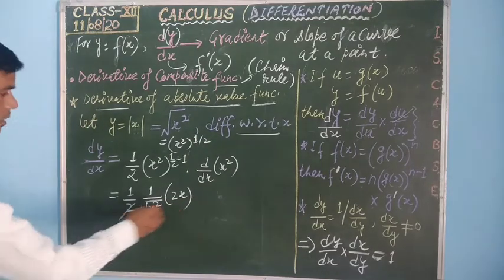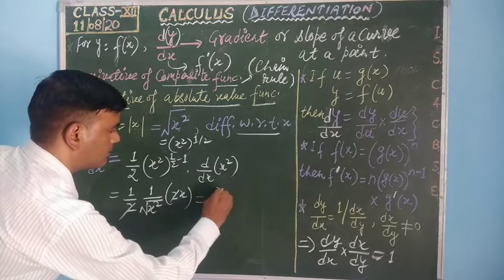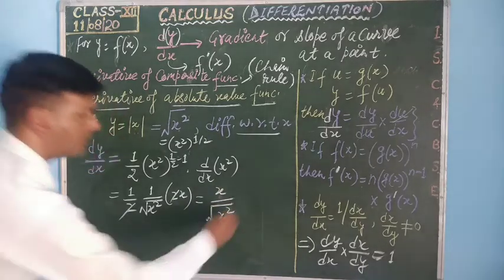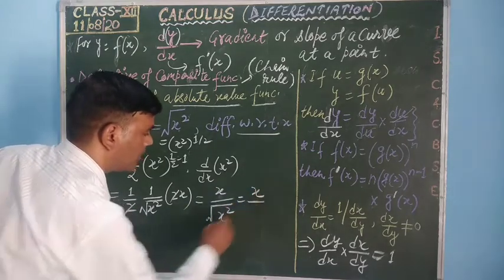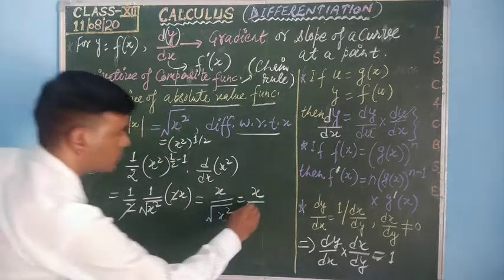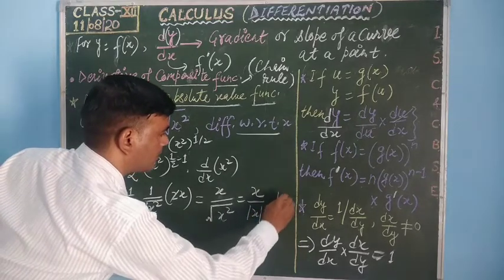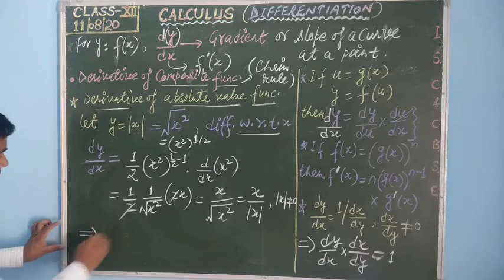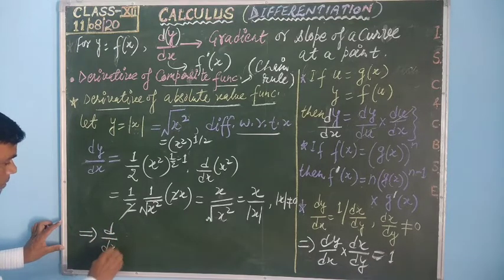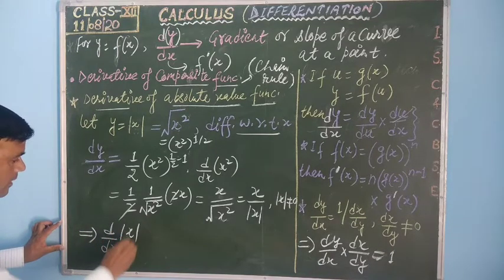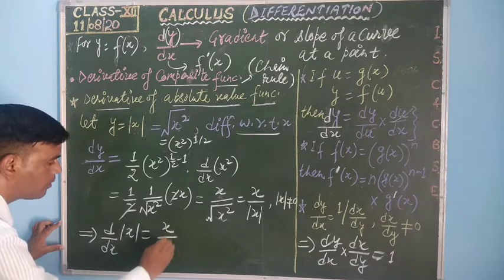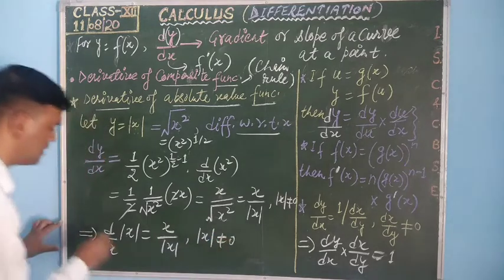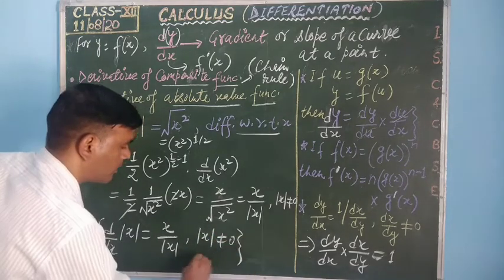Now 2 will be cancelled out by 2. Here we will get x upon √(x²), and this is nothing but x upon modulus of x, since √(x²) can be written as |x|. Here |x| must not be equal to 0. It means we have a formula: the derivative of the modulus function of x is equal to x/|x|, where |x| should not be equal to 0. This is a new formula you have to keep in your mind.